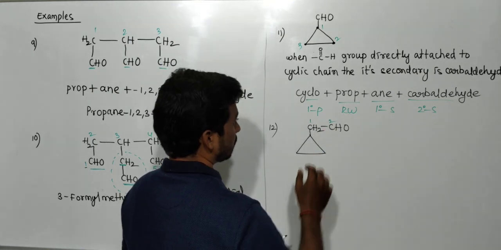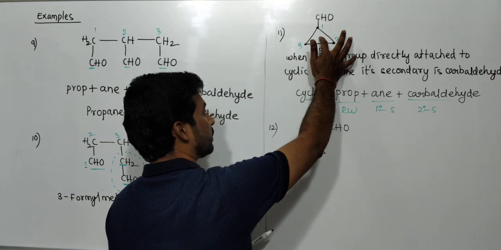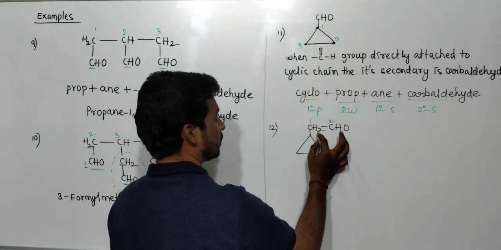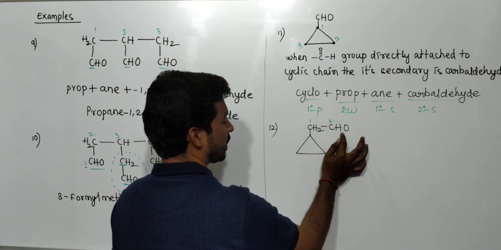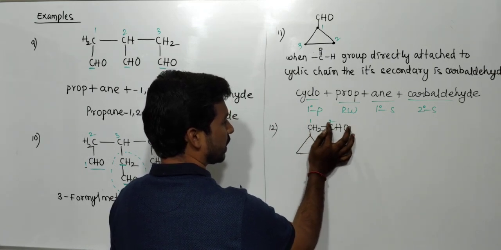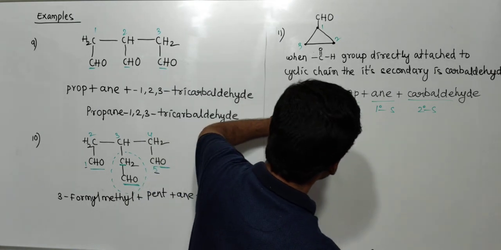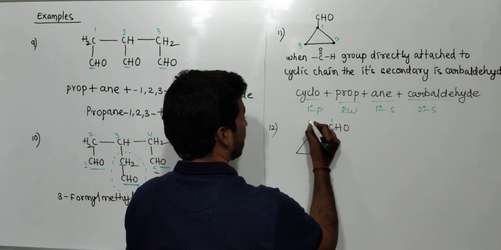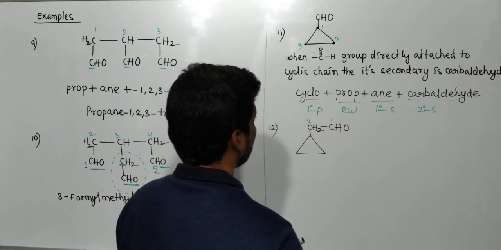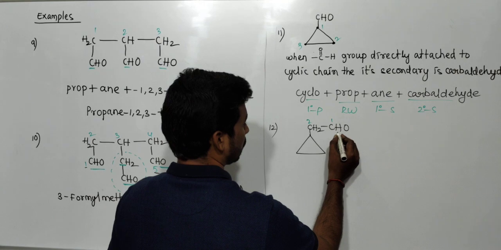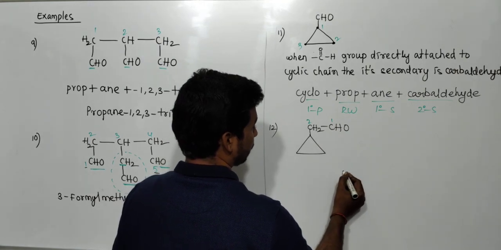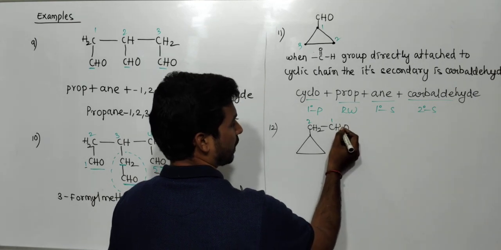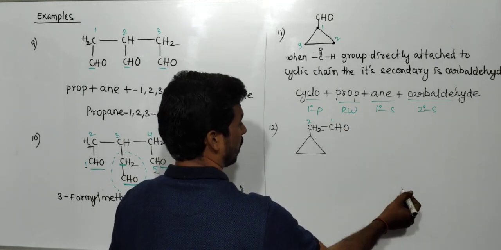If the CHO group is directly attached with a cyclic chain, then use carbaldehyde. If the CHO group is not directly attached with the cyclic chain, do not use carbaldehyde. This becomes ol, which means this carbon should be taken into the parent chain. Whenever that carbon is taken into the parent chain, in numbering the functional group carbon must be 1 and this is 2. What is the IUPAC name? 2 carbon atoms, so eth, between those 2 carbon atoms single bond, ane, ethane. CHO group is present and the carbon is taken into the parent chain, so ol. Ethanol.